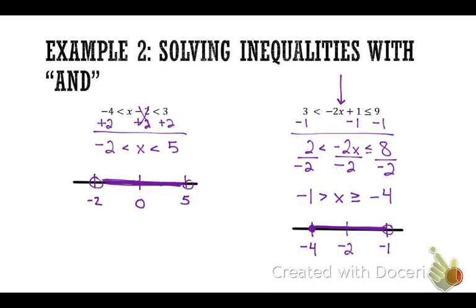What's negative 2 times negative 2? Positive 4. What's 4 plus 1? 5. Is 5 greater than 3? Yes. Is 5 less than 9? Yes. And had I not reversed my signs, I would not have gotten that correct. The reason why is because there's a negative connected to x, so I'm multiplying by a negative.